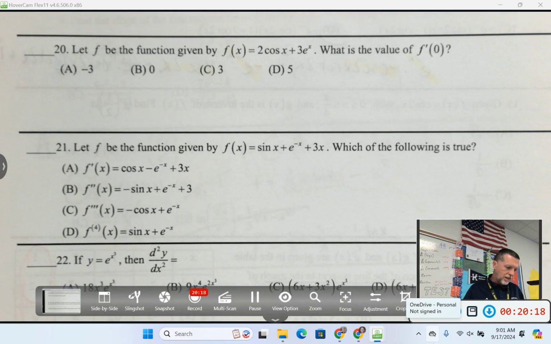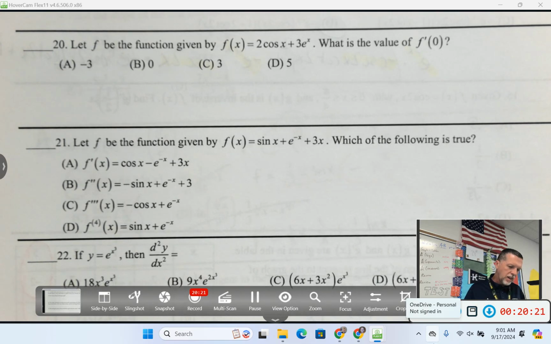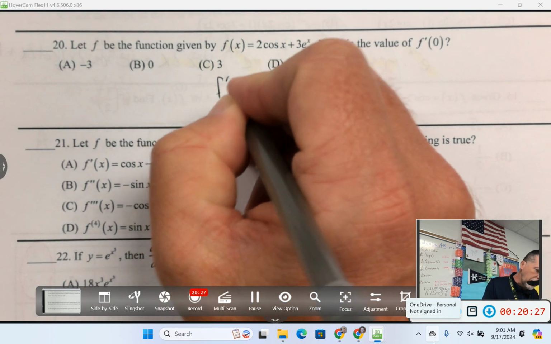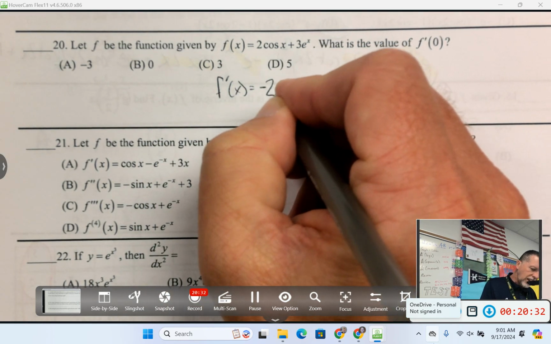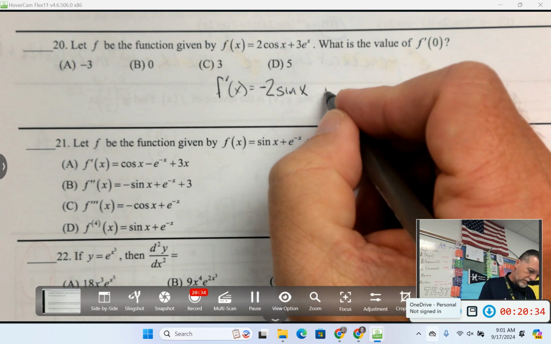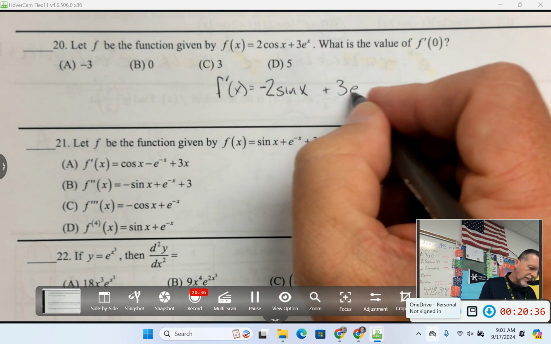Number 20. Let f be the function given by, what is the value of f prime of 0? Oh, that's a straightforward one. Nothing crazy about that. Derivative of cosine is negative sine. And derivative of e to the x is e to the x.